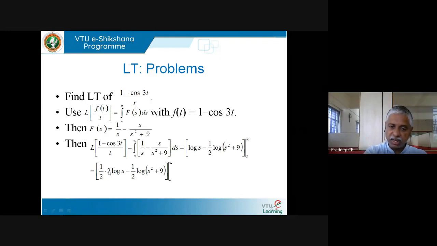So I'll call this half log s square, and I can pull out half common from both of them. I'll get log of s square minus log of s square plus 9. So this log s I have written as half log s square. I'm sure you have done it several times. So then log a minus log b will become log a by b. So it will be log s square by s square plus 9, and both limits are s and infinity. So what's the upshot of it? Laplace of 1 minus cos 3t by t turns out to be half log s square by s square plus 9 between s and infinity.